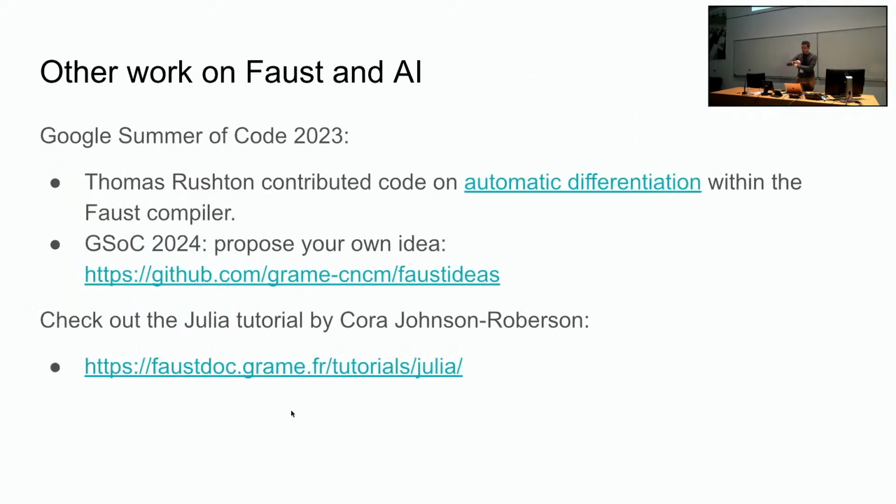So there's other work on FAUST and AI, which is the Google Summer of Code 2023 project, where Thomas Rushton contributed code on automatic differentiation within the FAUST compiler. For GSOC 2024, you can propose your own idea by visiting this URL. And there's also the Julia tutorial by Cora Johnson-Robertson, so check out that as well.